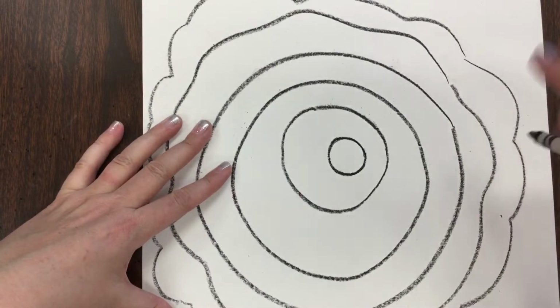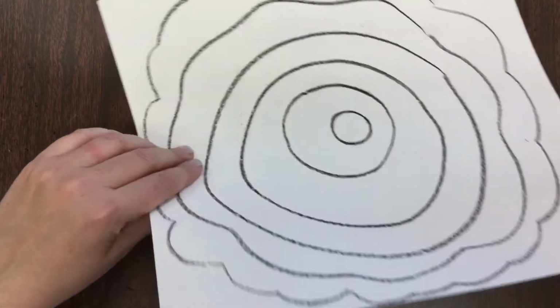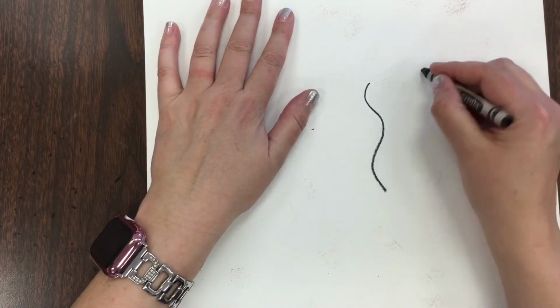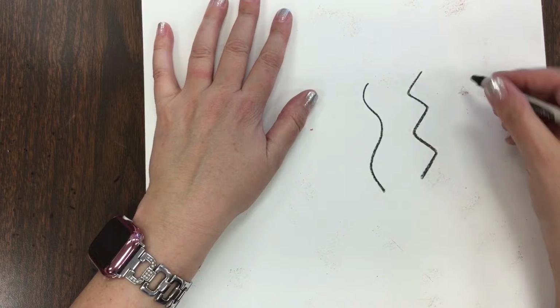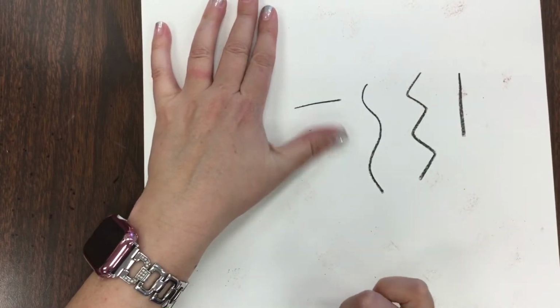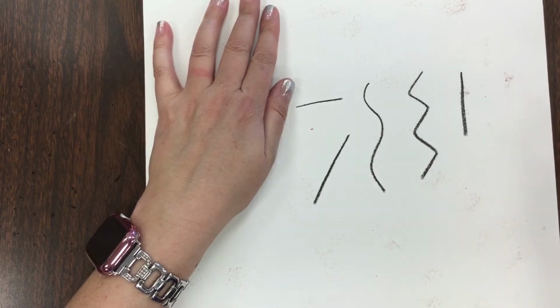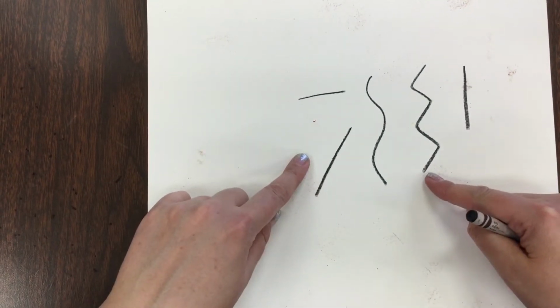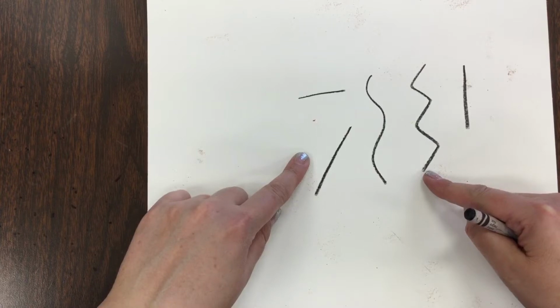Now a line, we have all kinds of lines, boys and girls. We have wavy lines, we have zigzag, we have vertical, we have horizontal lines, diagonal lines. So we're going to use these different types of lines in our circles. We also are going to be using pattern.